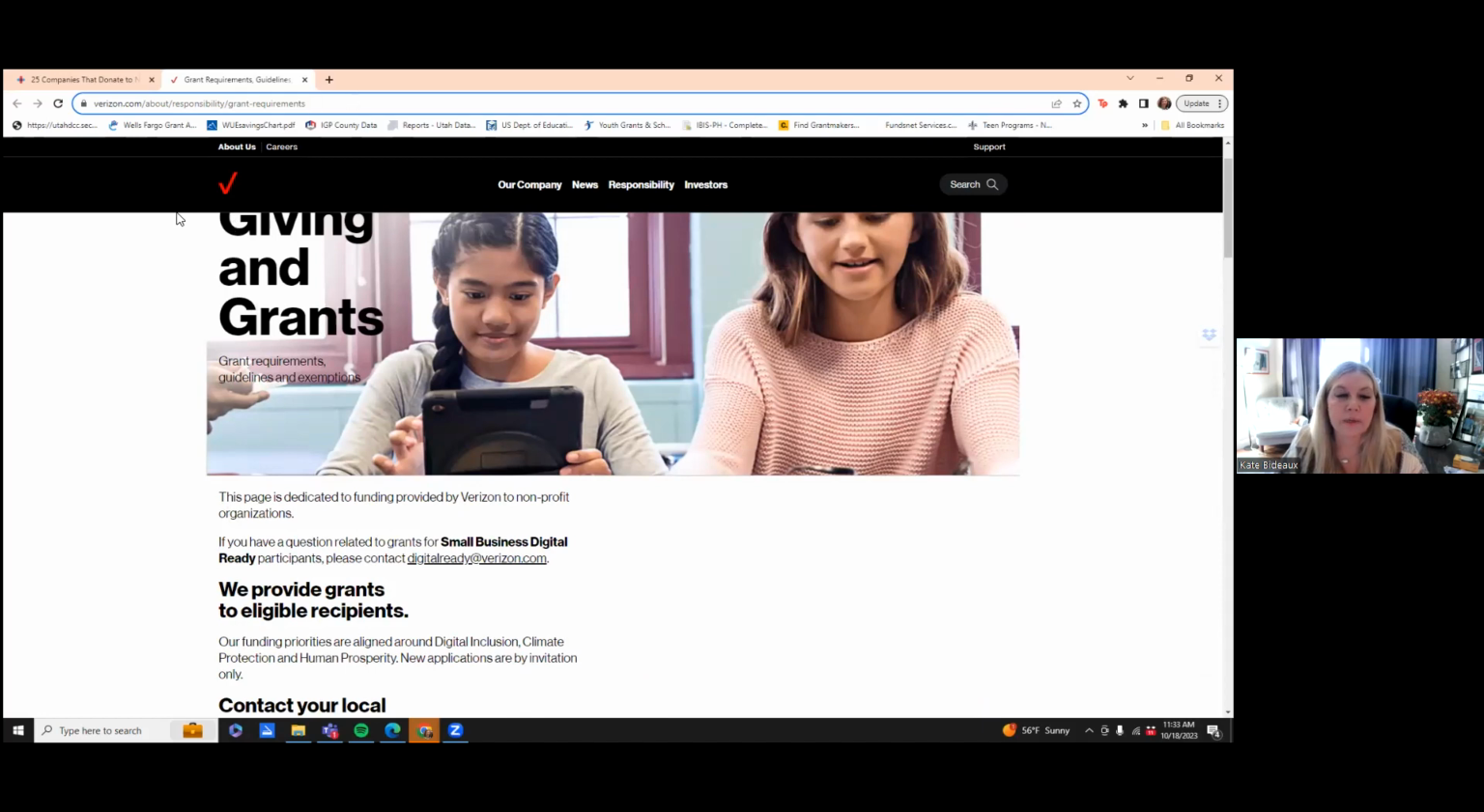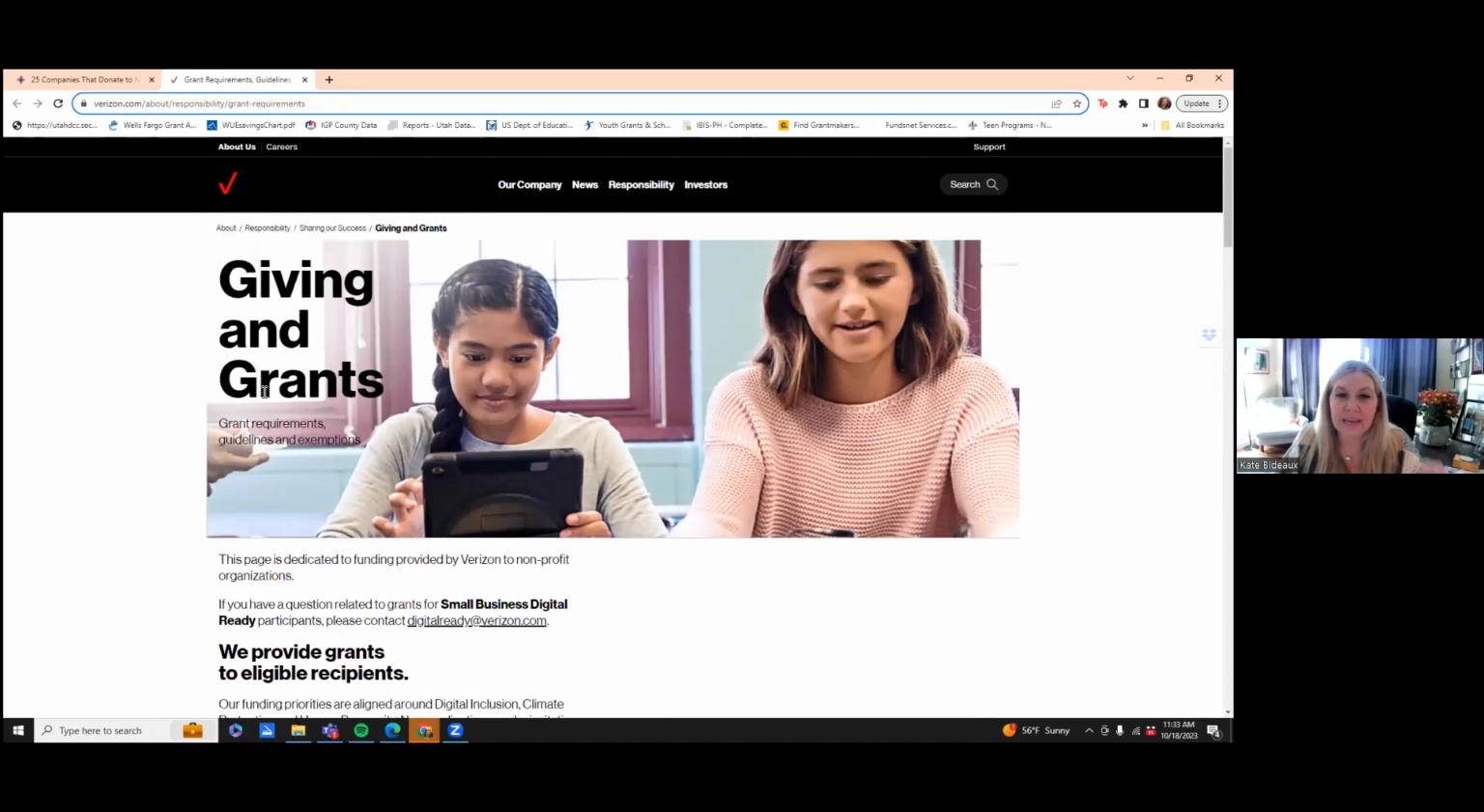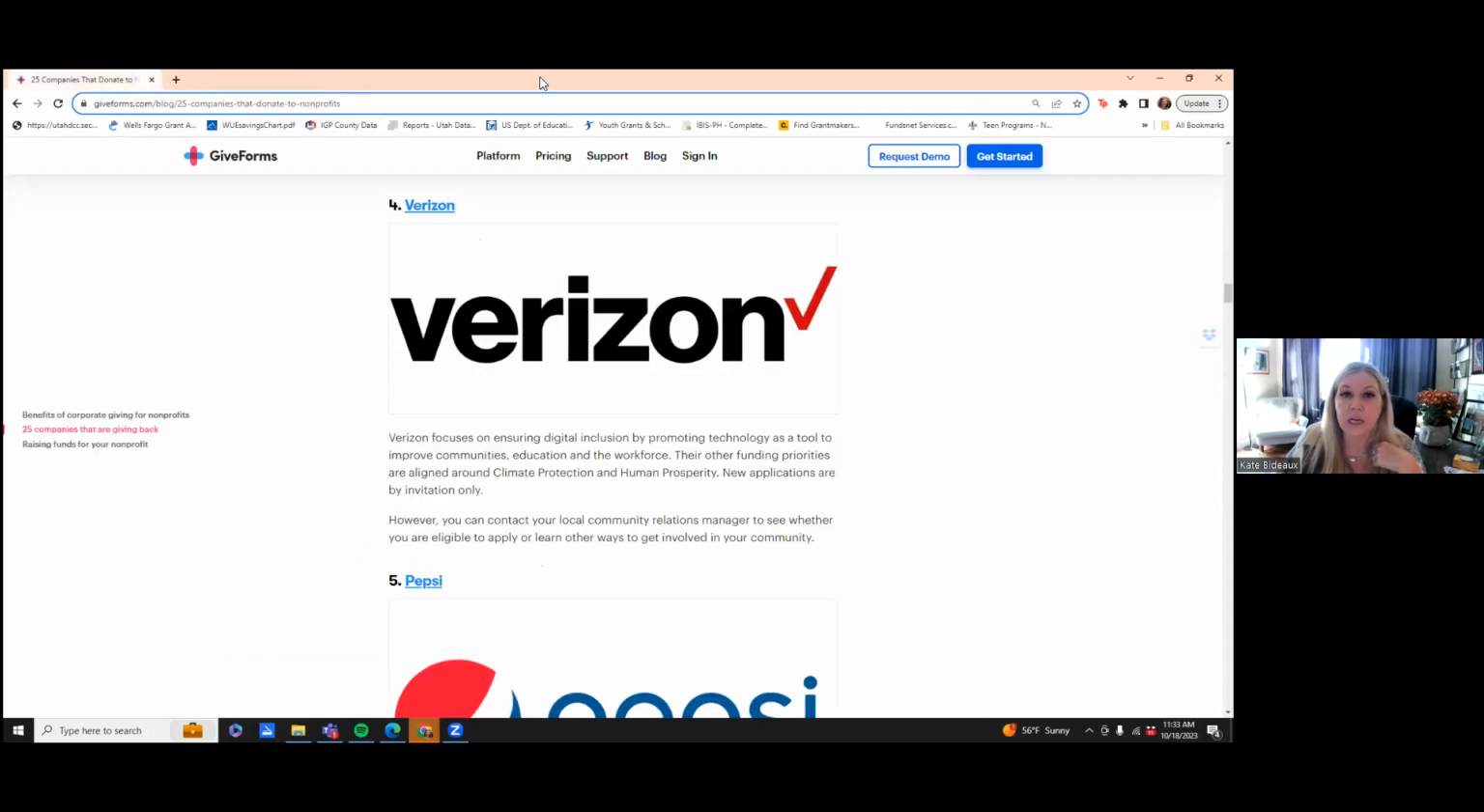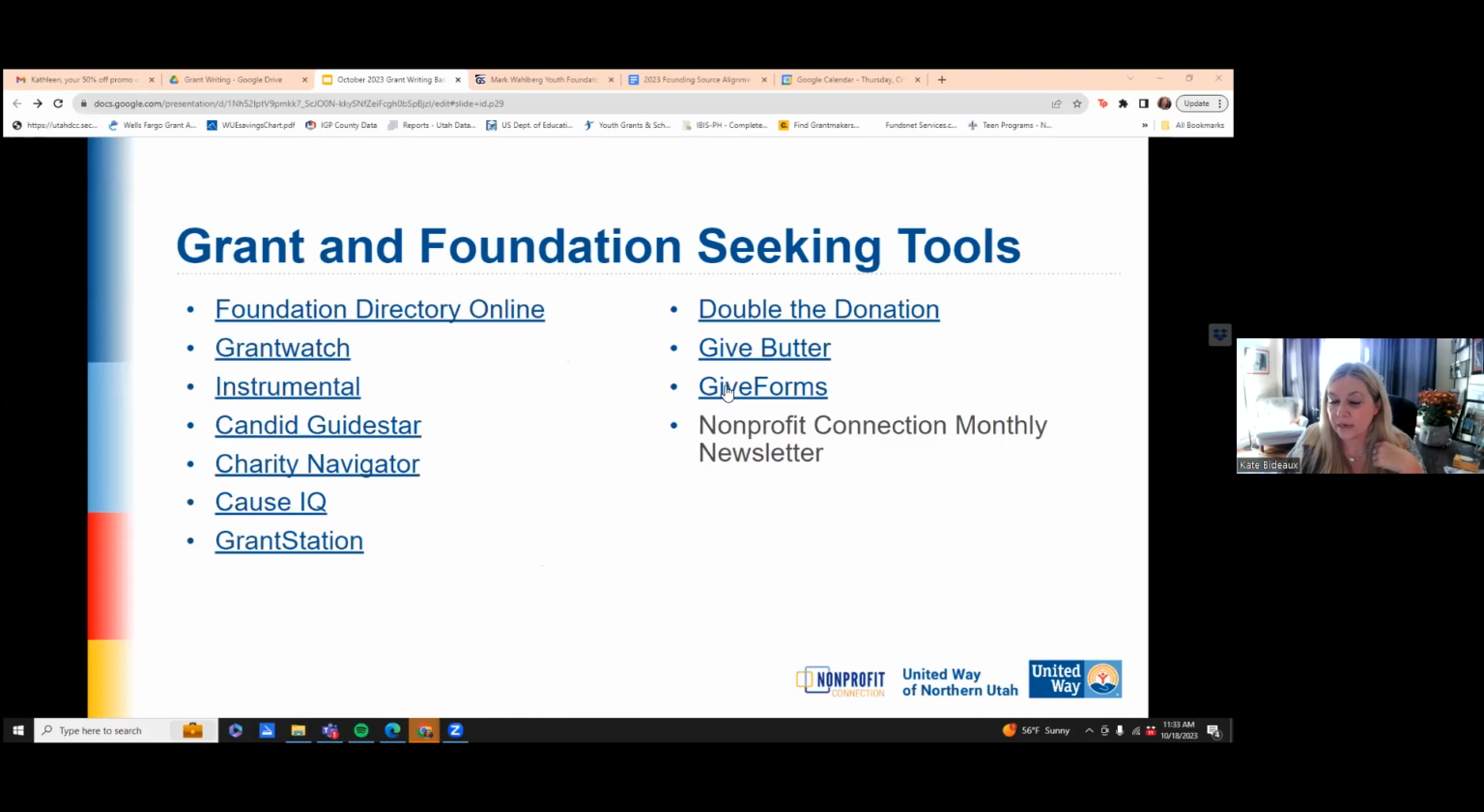So if you're looking at corporate giving, a lot of these have giving and grants, which is both. The foundation will have a grant, but the corporation, if you know anybody who works for Verizon, Verizon will match however much money they donate to your organization. So it's got that dual purpose to it, which I really love. There's a couple of them in here. Like I said, there's Give Form, there's Give Butter, and Double the Donation. They all basically have the same list. You can choose whichever one you want. And then the last one, which I don't have a hyperlink to, but if you want to sign up for the Nonprofit Connections monthly newsletter, just contact Abby and she will put you on the list.